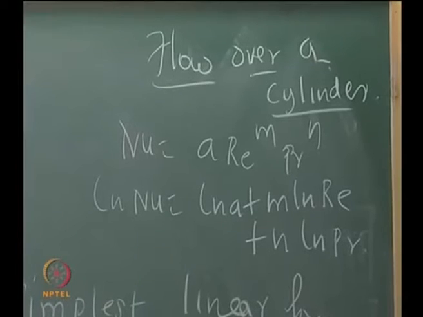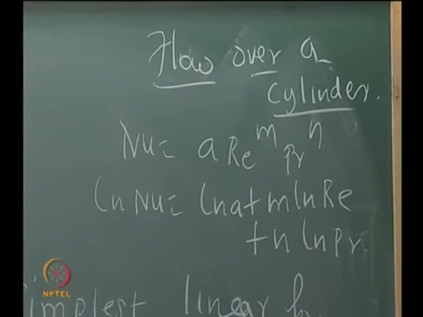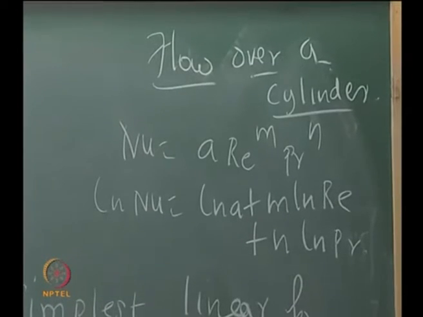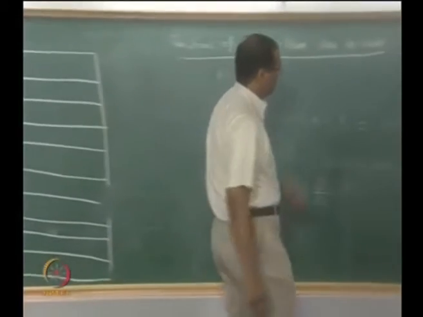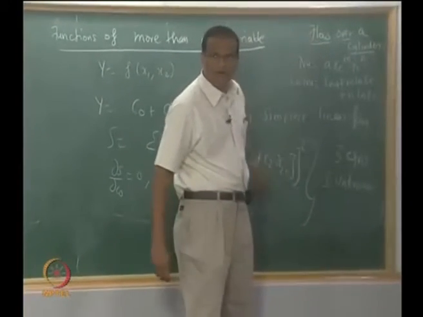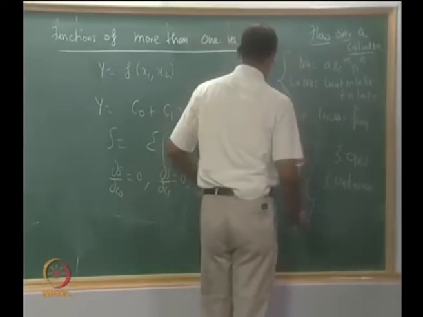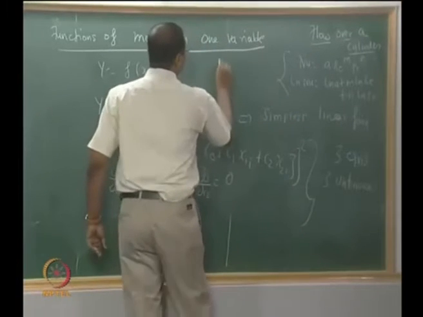Y is equal to C0 plus C1 x1 plus C2 x2, where x1 is Reynolds number, x2 is the Prandtl number. Like that, there are several systems in heat transfer in thermal engineering where this power law form can be reduced to the linear form. Okay, this power law, right, so this is called multiple linear regression.